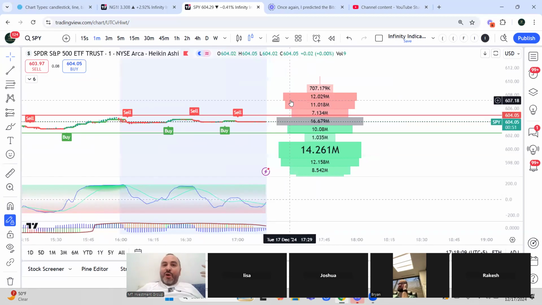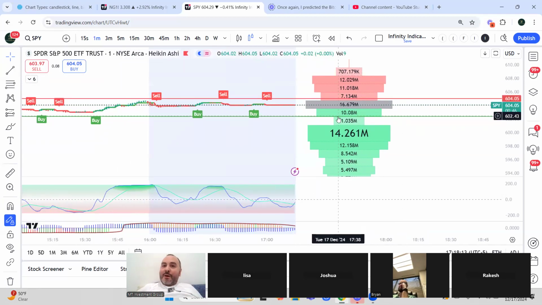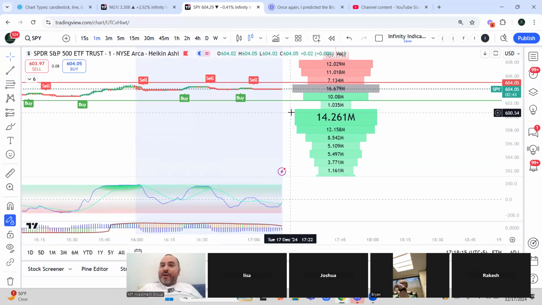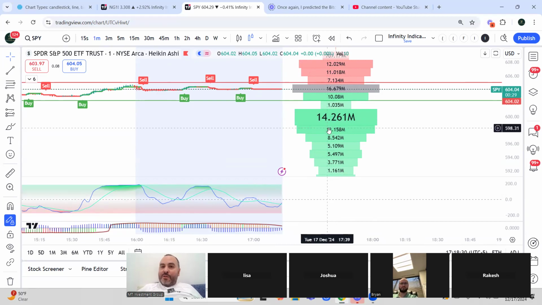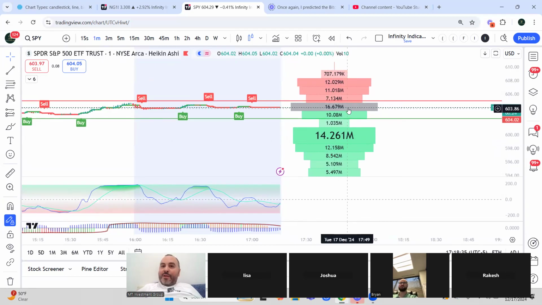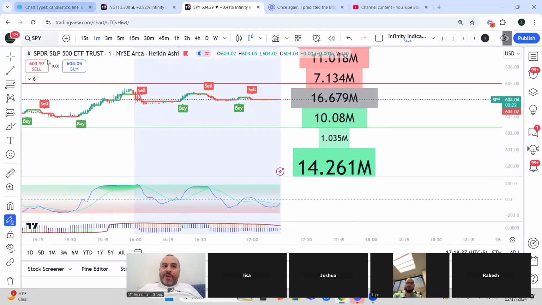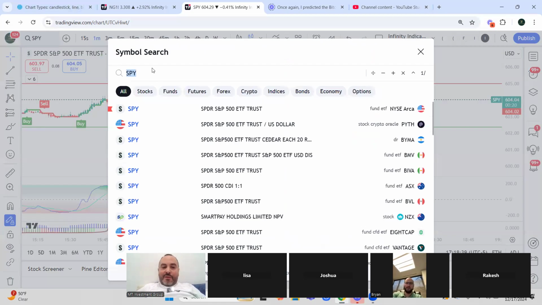It gives you areas where there are lots of volume orders. So what these show is essentially areas of support and resistance. Here, the wider the bar, the more support. So you have 14, 12, 8, 5, 3, 1. And then let me go to the ES for this, because that's live.